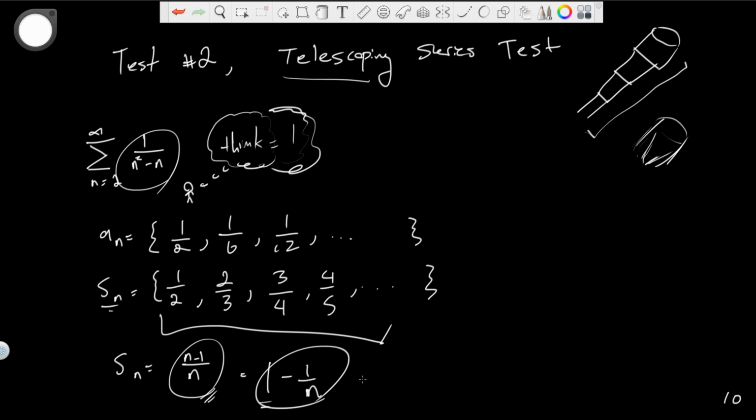Well, here's where my intuition goes. I have 2 fractions here. I have 1 fraction up here. Maybe I can break this thing up into 2 fractions somehow. Let's use partial fraction decomposition.